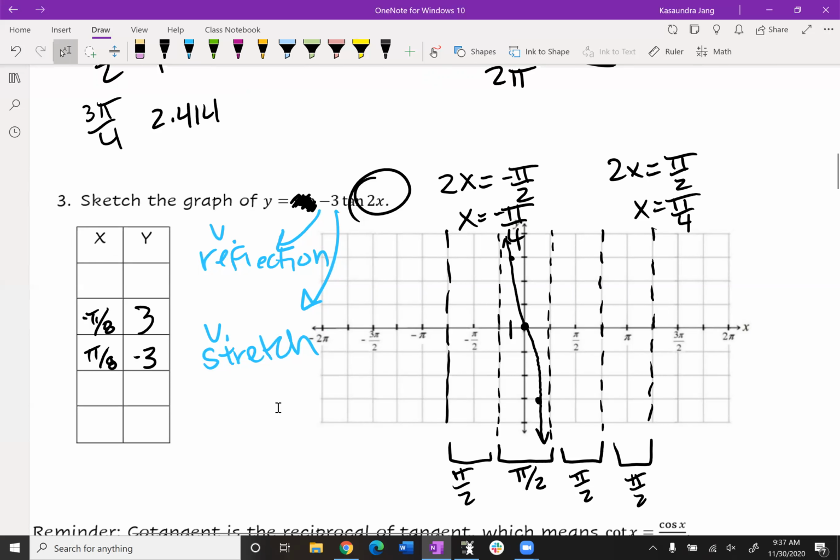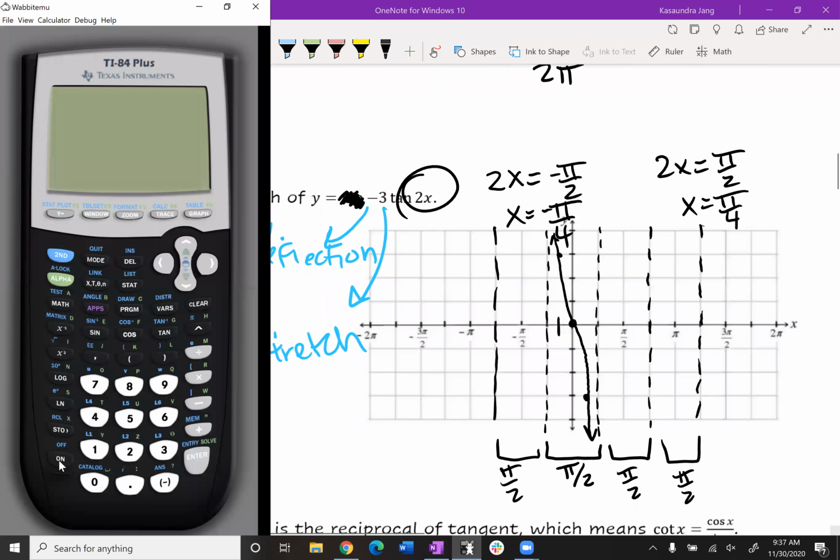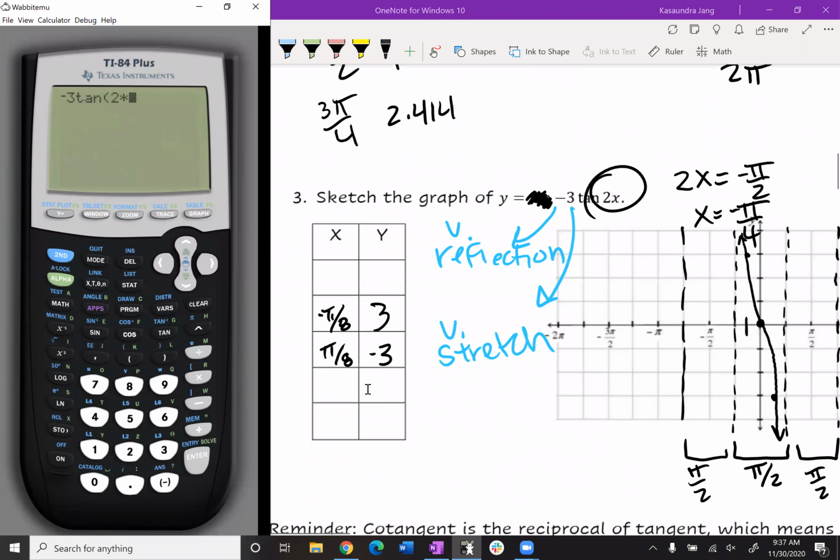So for the -pi/8, is that what you're talking about? Yeah. Okay, so this is what I would put in my calculator. First of all, my mode is in radians, and then I'm going to do -3 tangent of 2 times x, and my x was -pi/8.